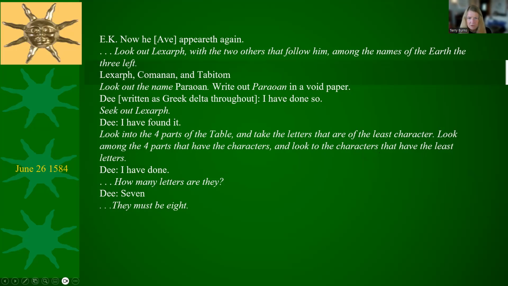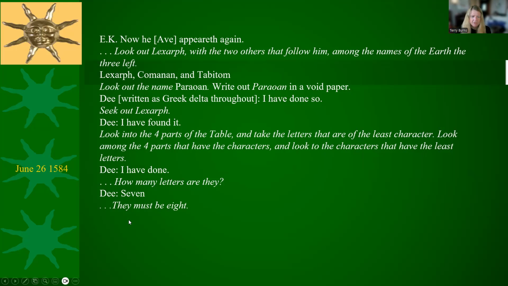So I would submit what is going on here is, and this may have occurred to you already, look to the four parts of the table. That's the four watchtowers, right? Take the letters that are of the least character. Remember, the governors with seals have longer names, but there are these little dots, two dots, and in a couple cases, one dot. What do those turn into? Parawan and an L. A 7-letter governor and one other letter.